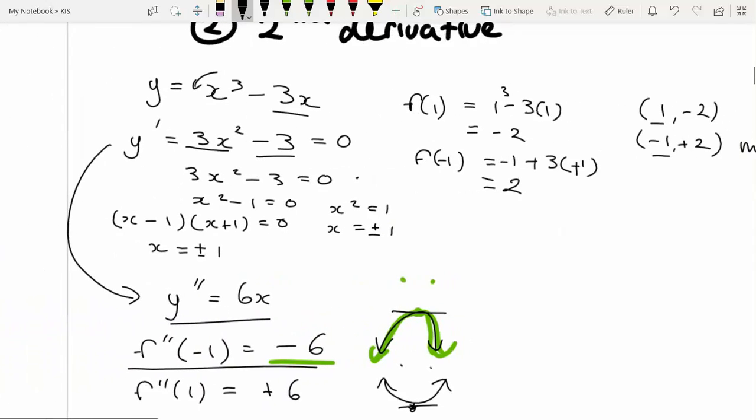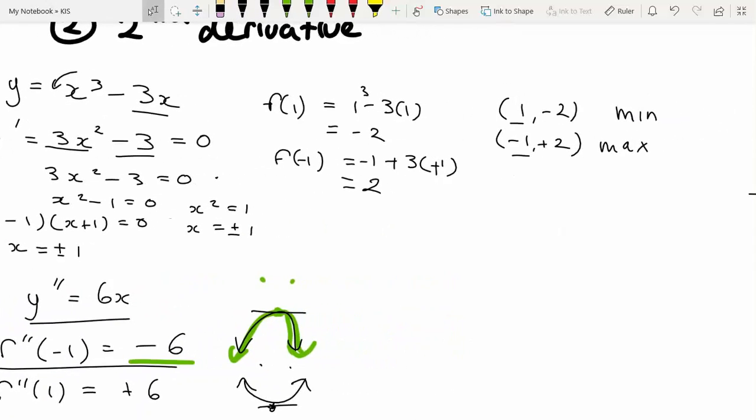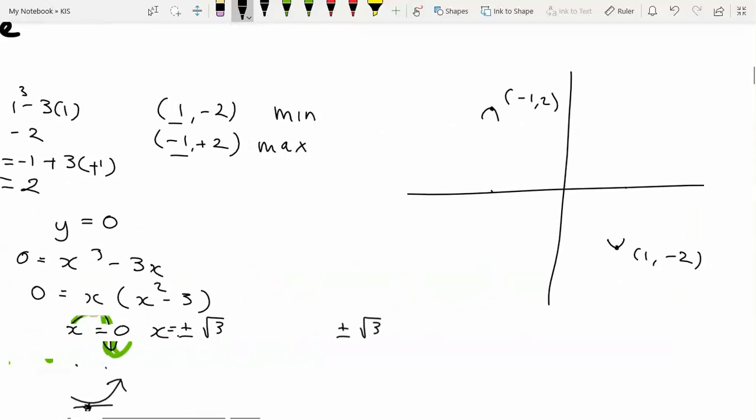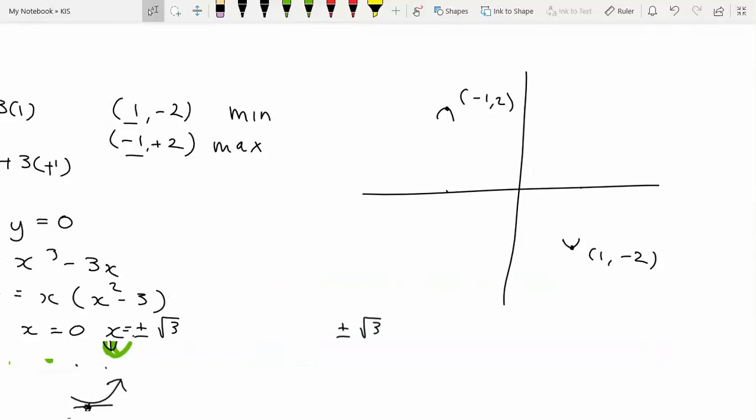Now, if we want to figure out where it passes through the x-axis, what we should do is let y equal 0. If we let y equal 0, we're going to get 0 is equal to x cubed minus 3x, and we're going to get 0 is equal to x outside of x minus 3, x squared minus 3. So we're going to get the point x is equal to 0, or x is equal to plus or minus √3. We don't actually technically need that. It's just so that we can put more information on our diagram.